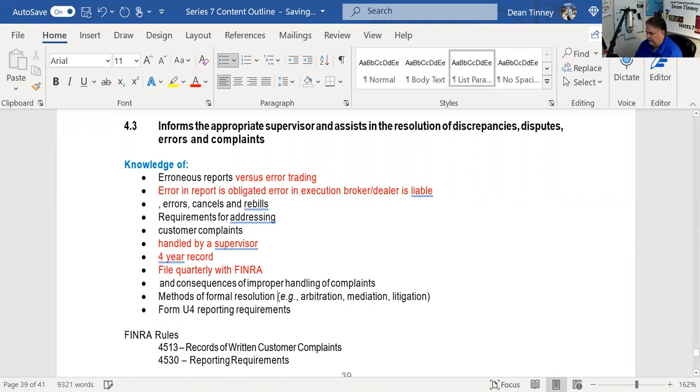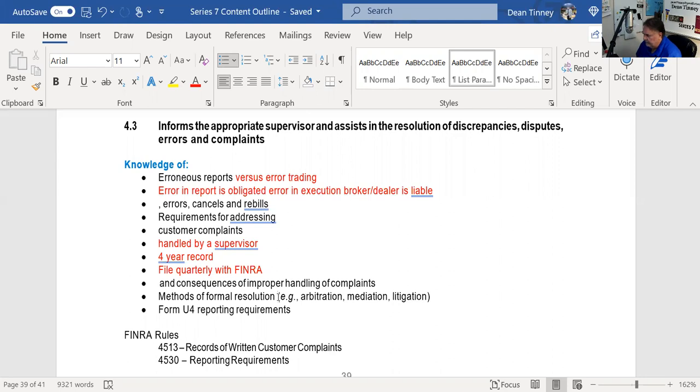All new account forms have an arbitration clause, and it tells the customer if he has problems with this, he's going to take us to arbitration. Now, on the test, they make it sound like the customer can opt out of that, but if he does, we're not opening the account. So it's kind of catch-22. That's also on your U4. You've agreed that if you have problems with your broker dealer, you will take them to arbitration. So that's on both.